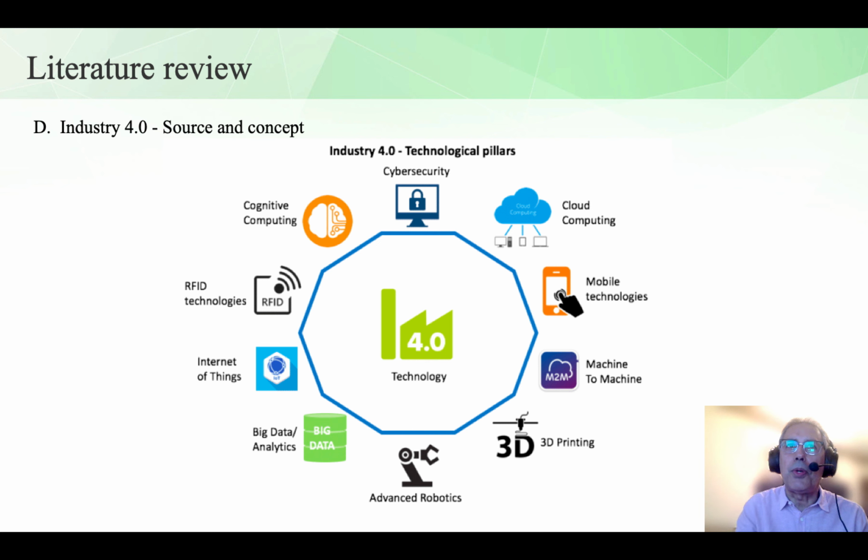When we go to Industry 4.0, the term was introduced in the year 2011 by the Communication Promoters Group of the Industry-Science Research Alliance in Germany to describe the widespread integration of information and communication technology in industrial production. The main technologies, or pillars, of Industry 4.0 are cybersecurity, cloud computing, mobile technologies, machine-to-machine, 3D printing, advanced robotics, big data analytics, Internet of Things, RFID technologies, and cognitive computing.